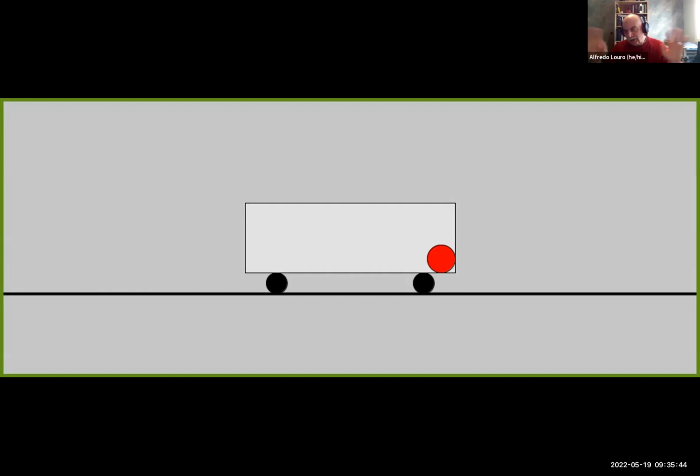All the windows are shut. You can't see outside. The ride is very smooth. You don't feel anything.